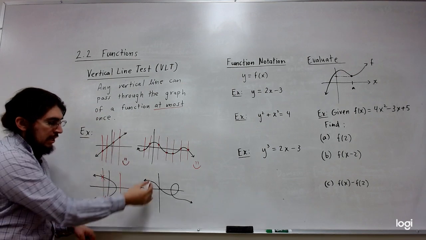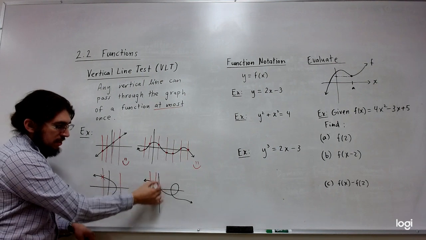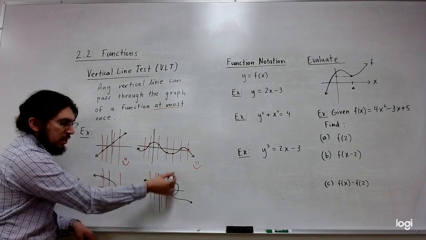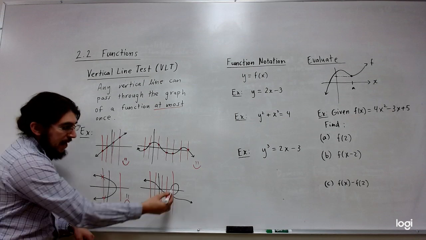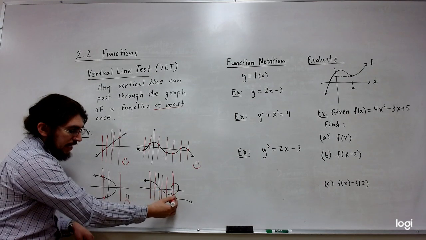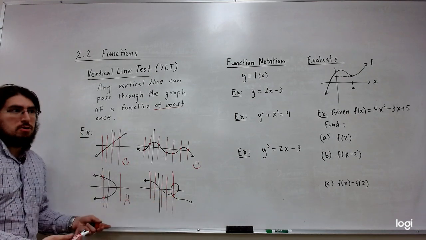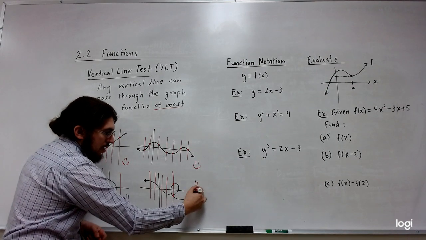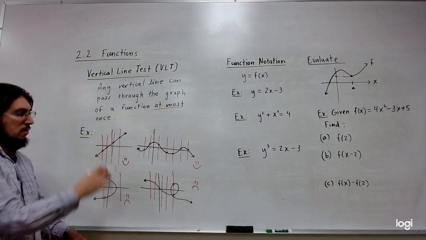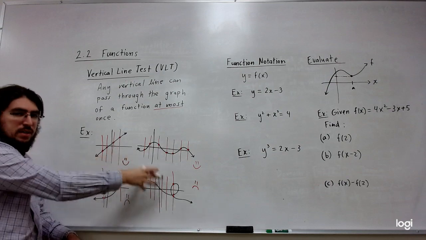Okay? Here, this is good. This is good. This is good. Anywhere through the loop is bad. In this case, it looks like it actually passes through 3 times, which is like extra bad, I guess. Good. So function, function, not a function, not a function.